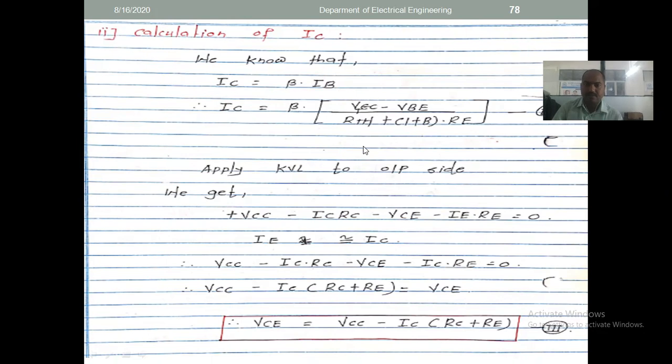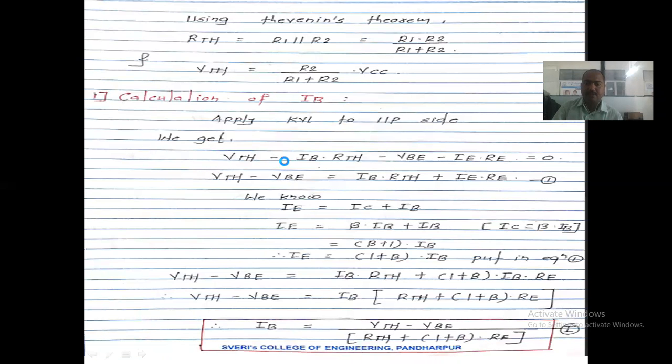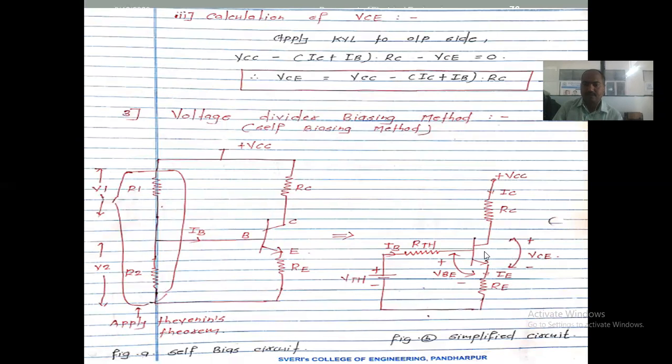This is the equation when we are calculating the IC. IC is equal to beta times IB. We keep beta as it is, taking the IB equation here. This is the thing with respect to the calculation of IC. So now, to calculate VC, we have calculated IB and IC. Now we have to calculate the VC. So what do we have to do to calculate the VC? Tell me. We apply the KVL at the output side.